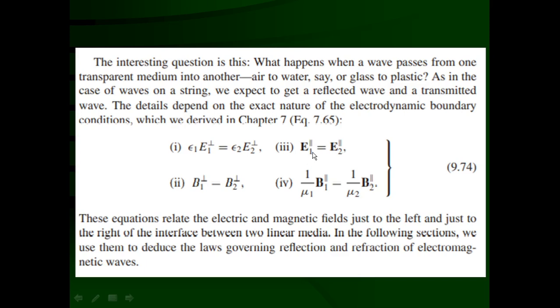So we are going to utilize equations 3 and 4 here. Equation 3 is E1 parallel equals E2 parallel, and the fourth one is 1 upon mu 1 B1 parallel equals 1 upon mu 2 B2 parallel.